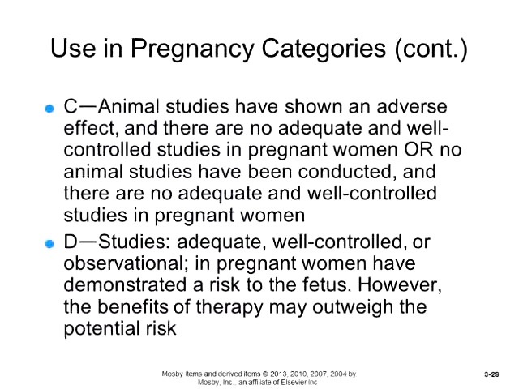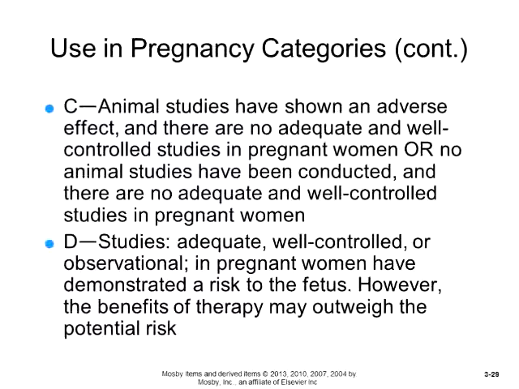Category C: animal studies have shown an adverse effect, and there are no adequate or well-controlled studies in pregnant women. Or no animal studies have been conducted, and there are no adequate and well-controlled studies in pregnant women. Category D: studies show, adequate, well-controlled, or observational, in pregnant women, that they have demonstrated a risk to the fetus. So by the time you get to category D, you are having risk to the baby.